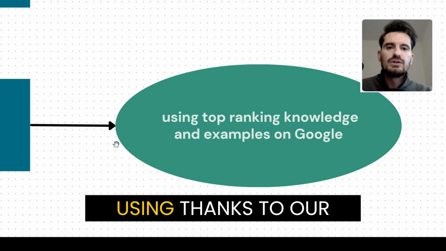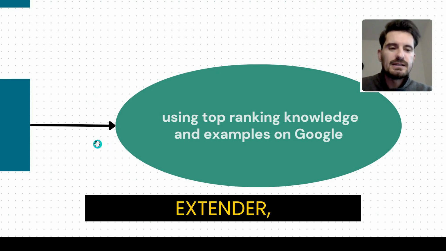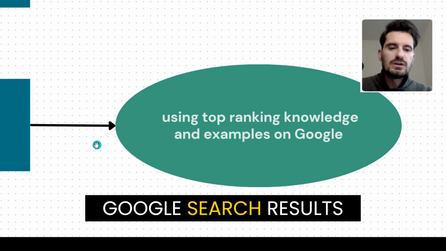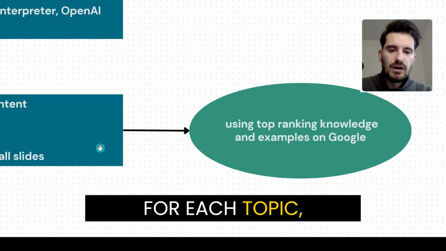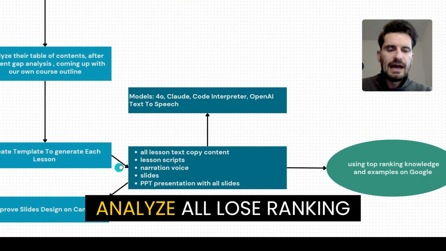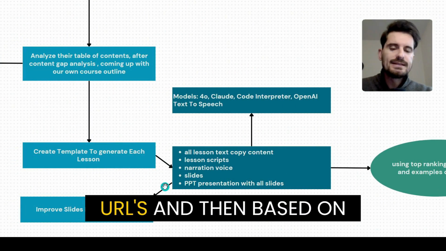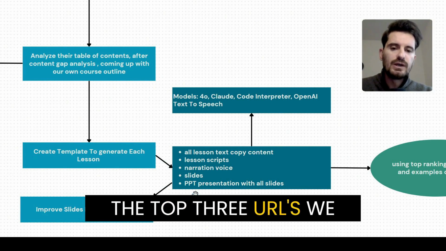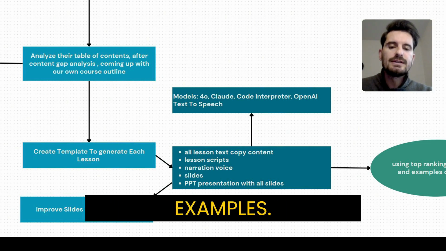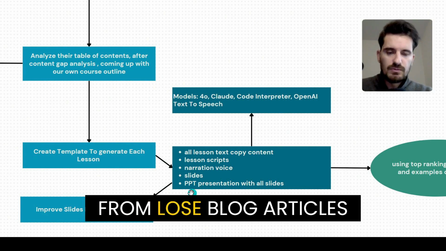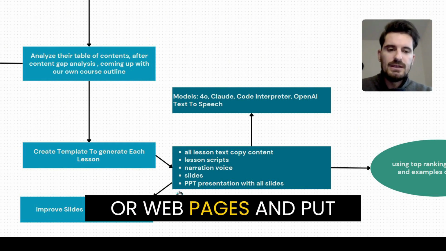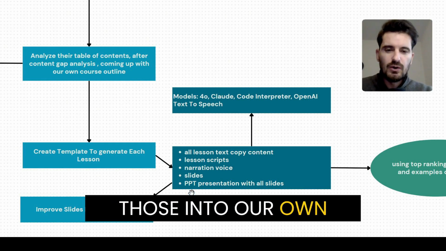Because again, thanks to our Google Search extender, we could look at the top 10 Google search results for each topic, each lesson, and analyze all those ranking URLs. And then based on the top 3 URLs, we would extract all the examples from those blog articles or web pages and put those into our own online courses.